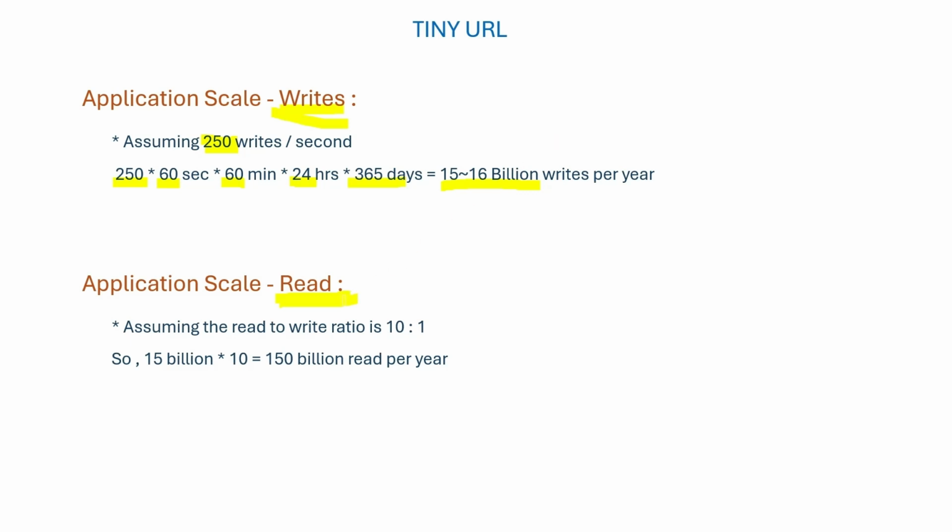Given that in mind, let us move on to the application scale of reads. To keep it straightforward and simple, let us assume the read to write ratio is 10 to 1. So there are 10 reads for every write happening in our system. Basically, 15 billion writes times 10 gives us somewhere around 150 billion reads per year.